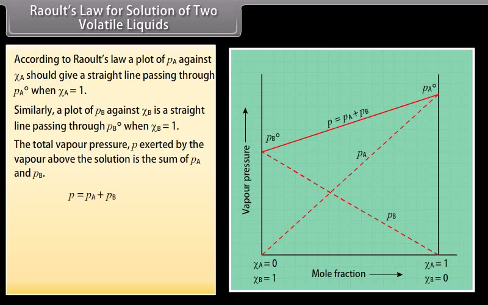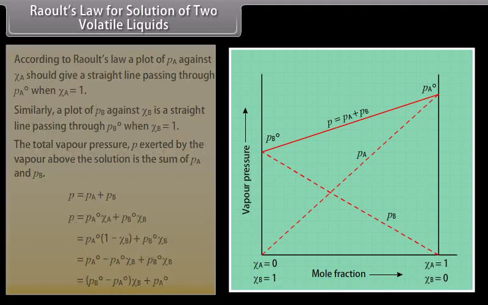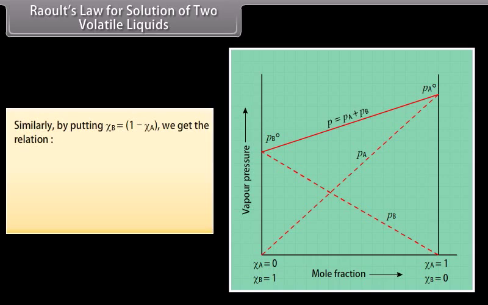The total vapor pressure, P, exerted by the vapor above the solution is the sum of PA and PB. P is equal to PA plus PB. By putting XA is equal to 1 minus XB, we get the relation P is equal to (PB naught minus PA naught) multiplied by XB plus PA naught. Similarly, by putting XB is equal to 1 minus XA, we get the relation P is equal to (PA naught minus PB naught) multiplied by XA plus PB naught.